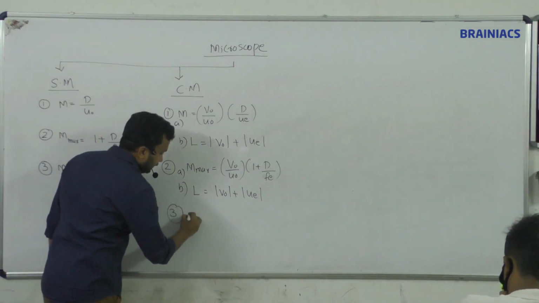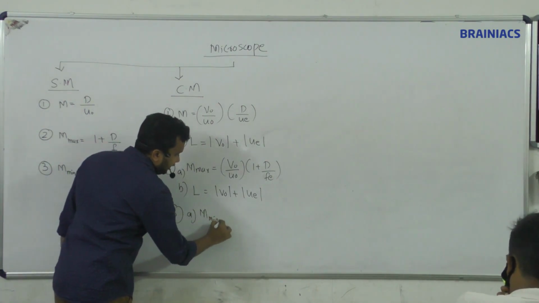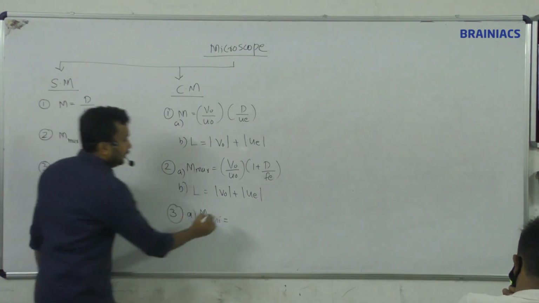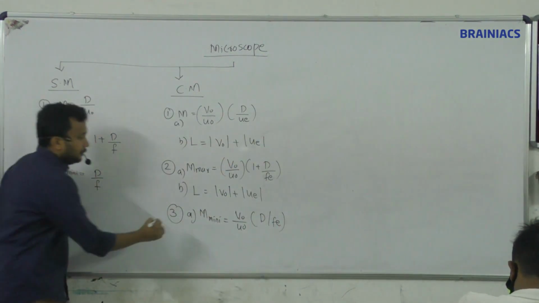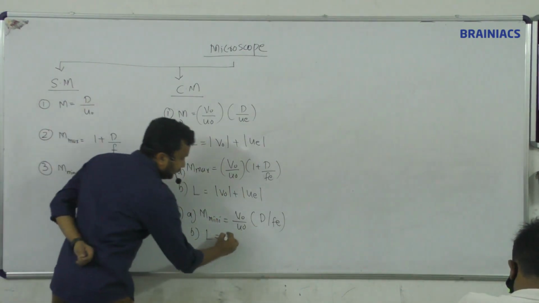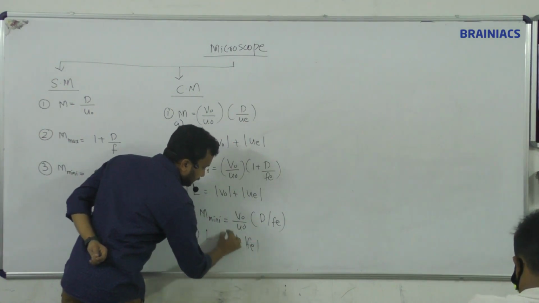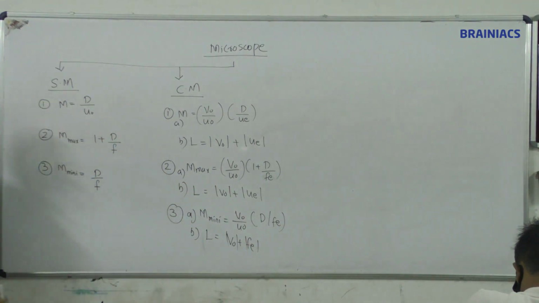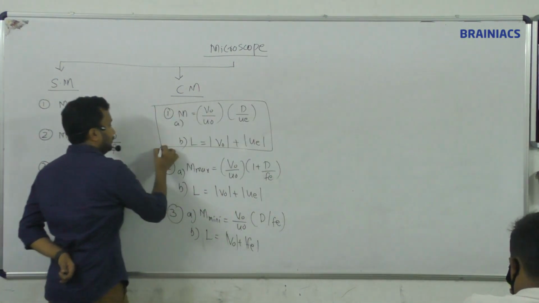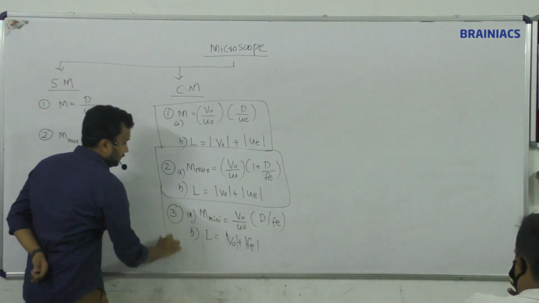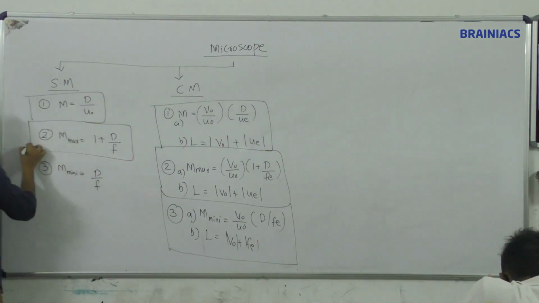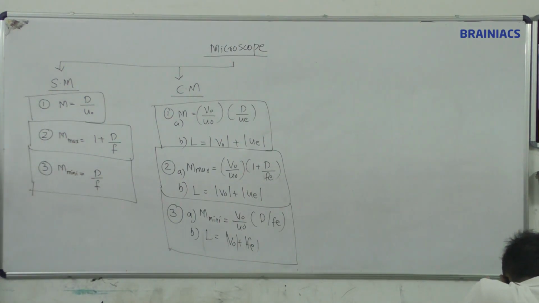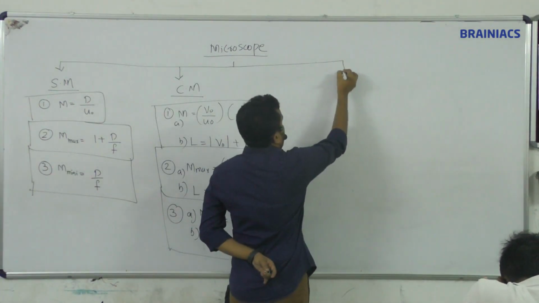Third one, part A: magnification minimum is equal to V naught by U naught into D by FE. And the second part, length equals V naught plus FE. This is one set, this is the next set, this is another set. You need all three sets: first, second and third. Now the next one, telescope.